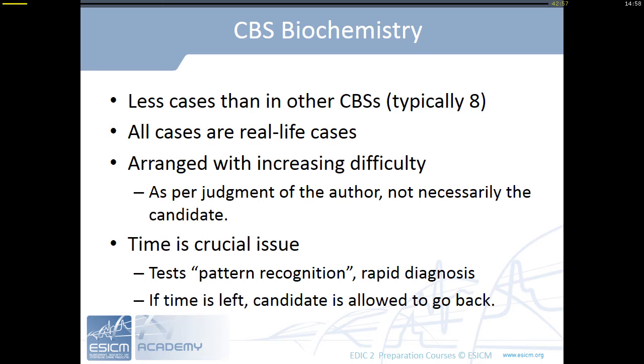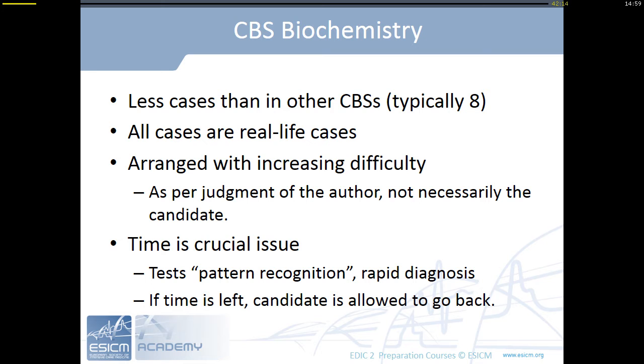So usually the cases are arranged with increasing difficulty. You start with something which is a warm-up, you can just easily spot it and save some time. And then as you progress, the cases become more and more challenging. Indeed, the order is a judgment of the exam creator rather than the candidate. So it's not necessarily your subjective impression, but what the examiners think there should be, an increasing difficulty, which means for you in practical life, if you save some time in the very beginning, you can use it and think for a long time in the end, okay?